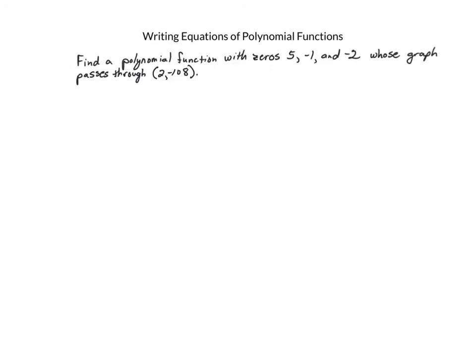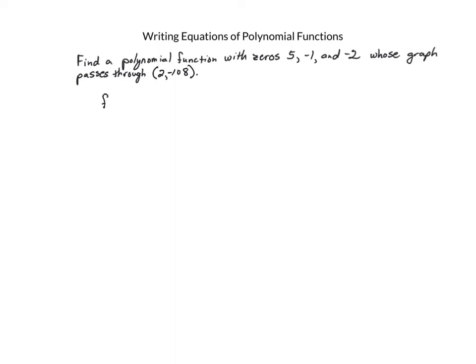Let's look at this problem. Find a polynomial function with zeros 5, -1, and -2, whose graph passes through (2, -108). So that adds a little wrinkle to it because now we have to make sure it passes through a particular point. Well, let's start with the zeros though.